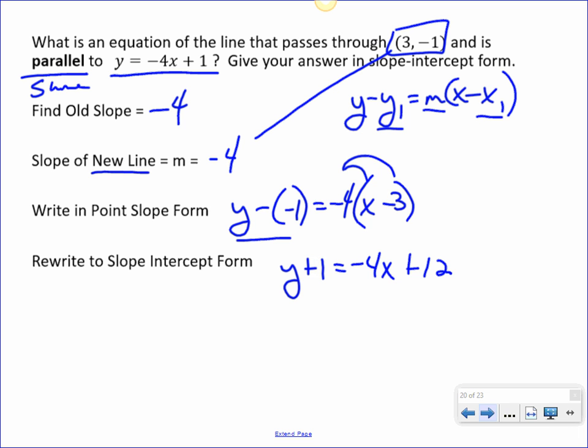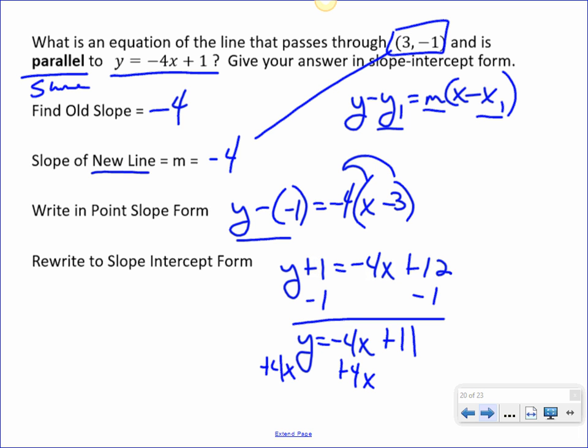Okay, and we've done this enough now. Hopefully we can see that. I would then minus the 1 from both sides, and I'd get y equals negative 4x plus 11. And then I would move my negative 4x to the other side, so I'd add 4x, and I would get 4x plus y equals 11.